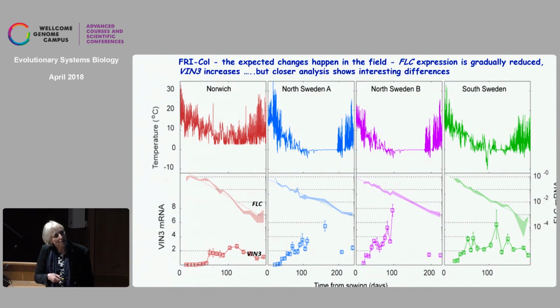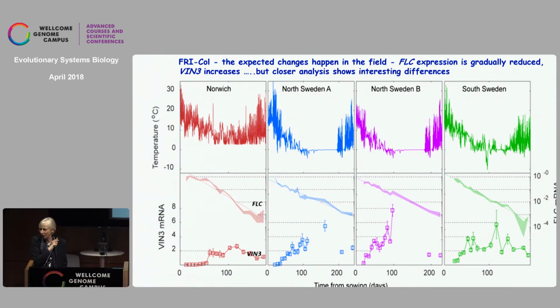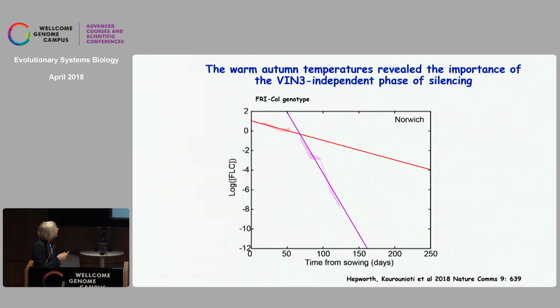And we realized this was really because Vin3 had not been induced. And this happened to be the rare occasional warm autumn in Norwich. I forget which year, 2014, 2015. It just happened to be very, very warm. We were rather lucky, and because of that, we'd actually captured 2 phases.